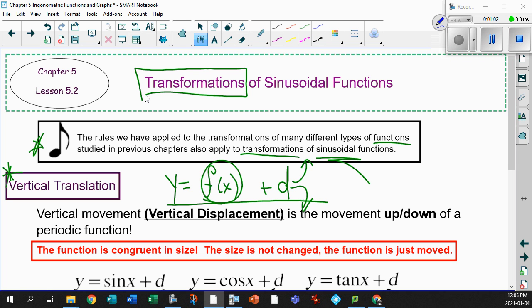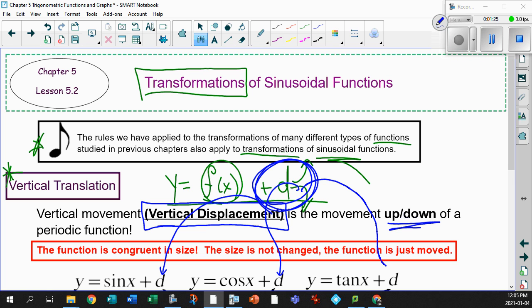So the vertical movement, or what we call the vertical displacement here, is the movement up or down of this wonderful function. So we're going to move this whole thing either all up or all down. Think about this. That means that d value that you put here applies to the sine, or it could apply to the cosine, or it could even apply to the tangent functions. Most importantly, though, remember, all you're doing is moving it. You're not changing the size. The size is not changed. You're just moving. Got it?